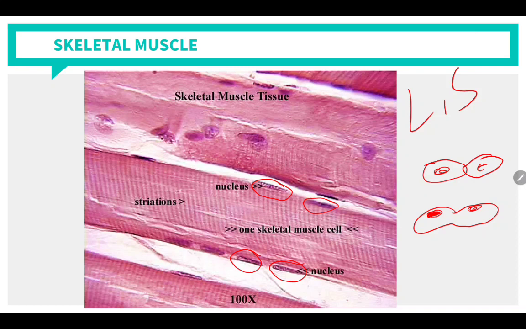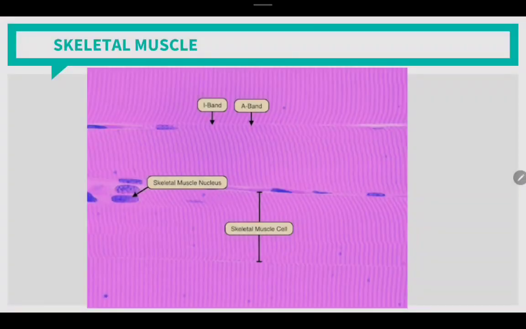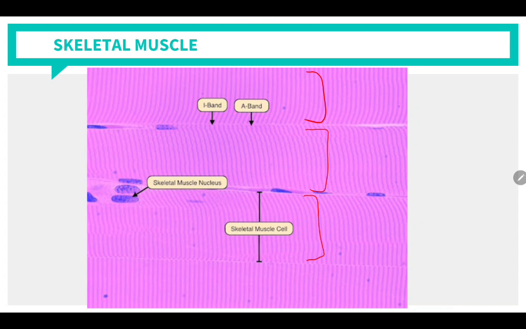Okay? So here is another picture so that you can appreciate it more. By the way, this whole one here is one skeletal muscle cell. And then another skeletal muscle cell. So we have a skeletal muscle here, and another skeletal muscle here. Can you please appreciate the nuclei found in the periphery of this? Yes, sir.